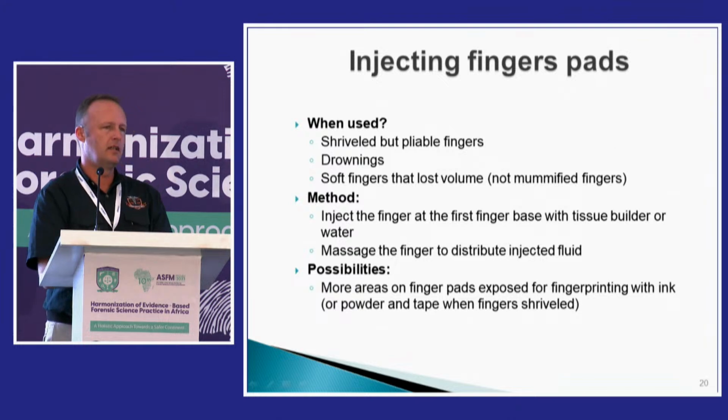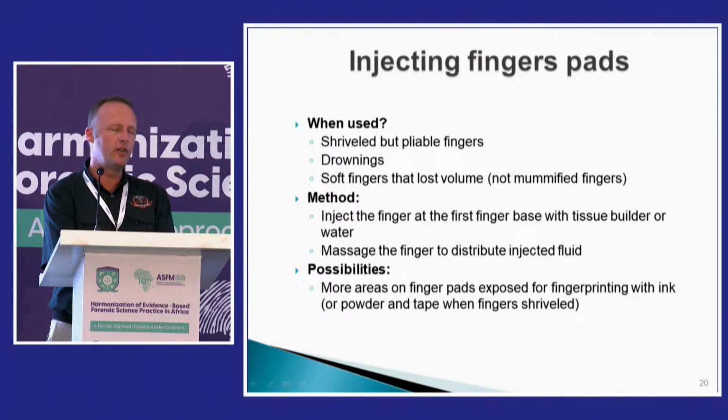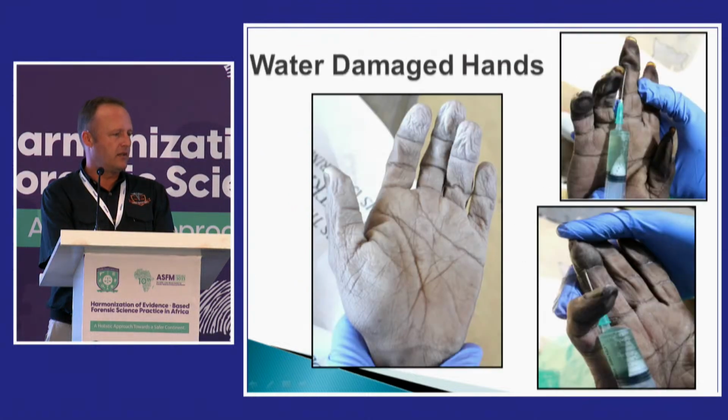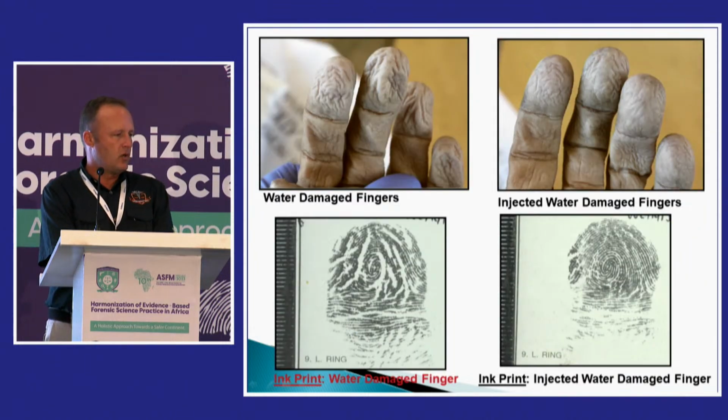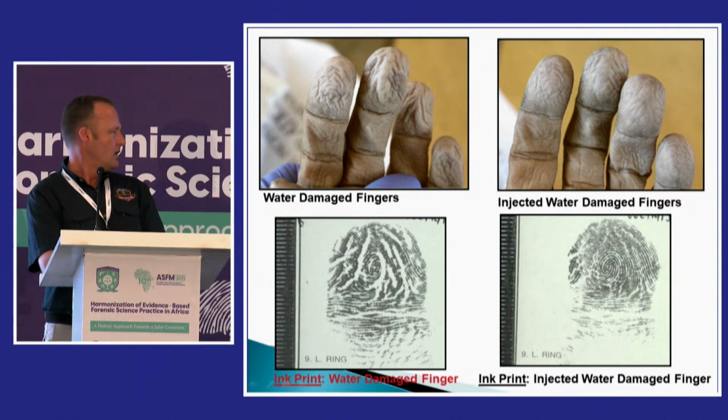Injecting fingers. We all know granny fingers, when you stay too long in the shower or the bath. Then to take fingerprints of that finger, we will lose fingerprint ridges and data. So we will inject it just behind the first fingerprint base, and then there's the difference between the two, before and after injecting the tissue enhancer.